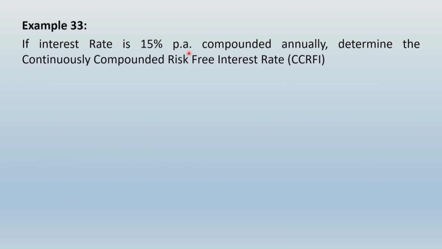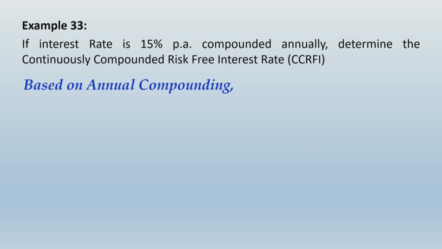If interest rate is 15% per annum compounded annually, determine the continuously compounded risk-free rate, that is CCRFI. Now understand, 15% is the annual compounded rate, means $1 will convert into 1.15 after 1 year. That means 15% should be taken as HPR for 1 year, because 15% per annum compounded annually means for 1 year the HPR is 15%. So $1 will become 1.15. Through that you have to find CCRFI.